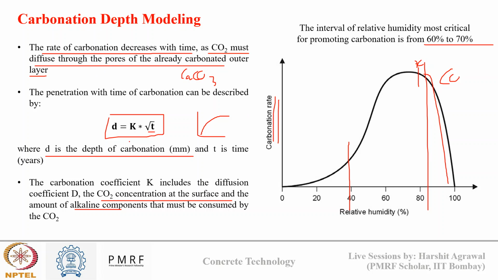If we know the depth of carbonation and the value of K, we can determine how many years have passed. Or if we know the value of K and how many years have passed of exposure, then we can also determine the depth of carbonation that would have occurred inside the concrete.